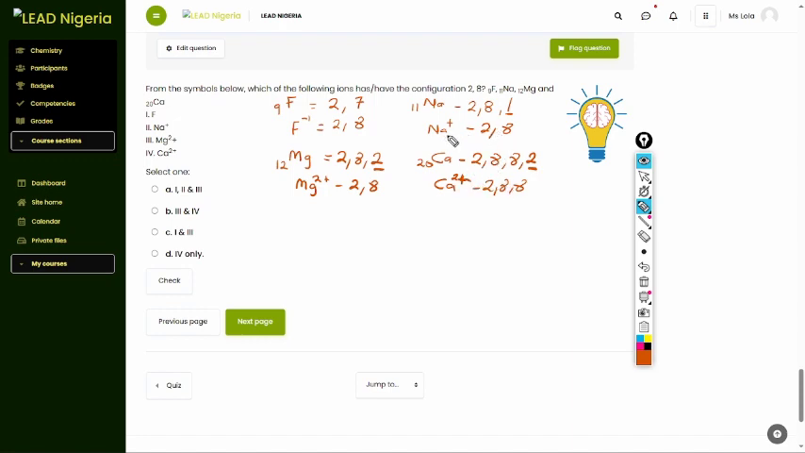Okay. So from these, we can see that the ions that have configuration 2,8 are fluorine, sodium, and magnesium. So the correct answer is 1, 2, and 3. And that is option A. So we go with option A.